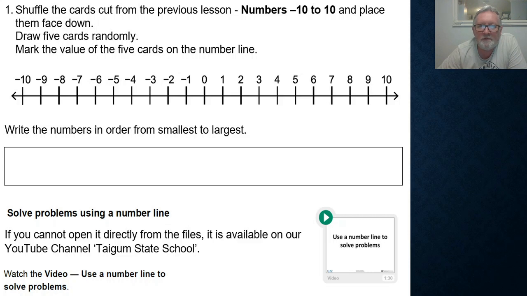Okay, now if you've done that, in this box here, write them in order from smallest to largest. Now I'm going to give you a quick reminder that the further to the left, the smaller it is. Okay, pause the video and do that now.